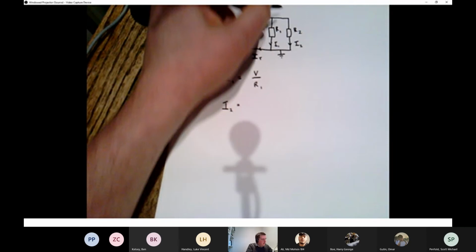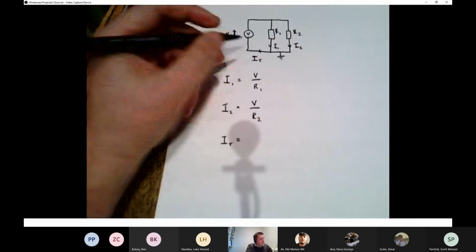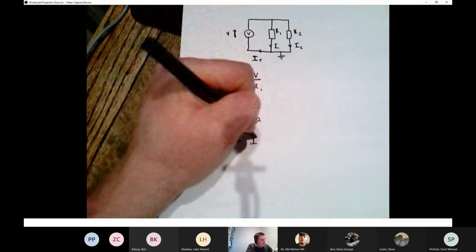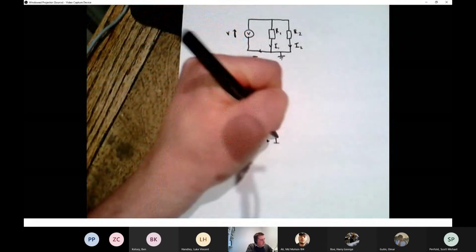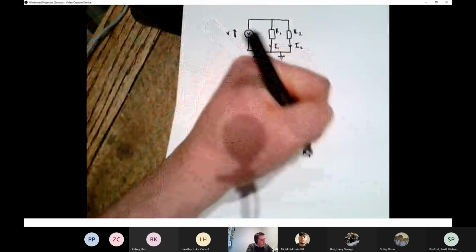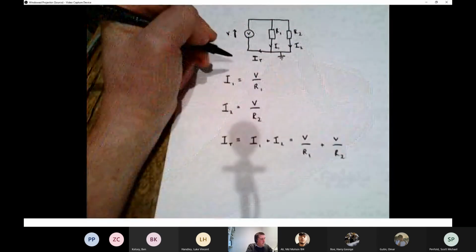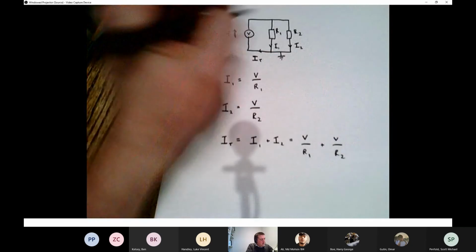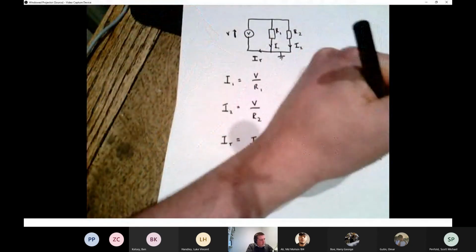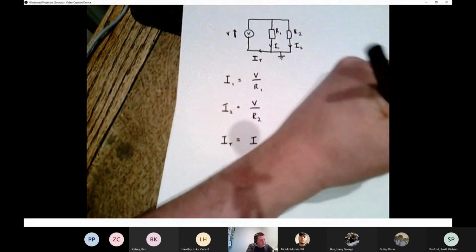IT, again, is the same kind of analysis that we were doing with numbers before. It's just the sum of the currents into this node. So it's I1 plus I2, which equals V over R1 plus V over R2. And I'm just going to rewrite that using some brackets. It's V multiplied by (1 over R1 plus 1 over R2).